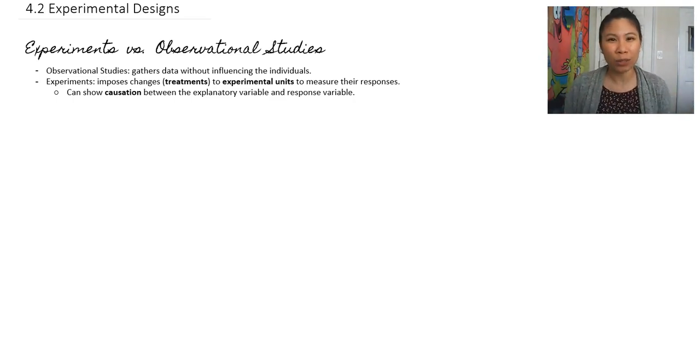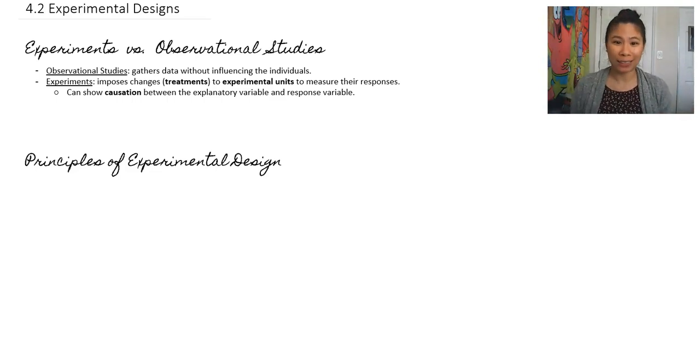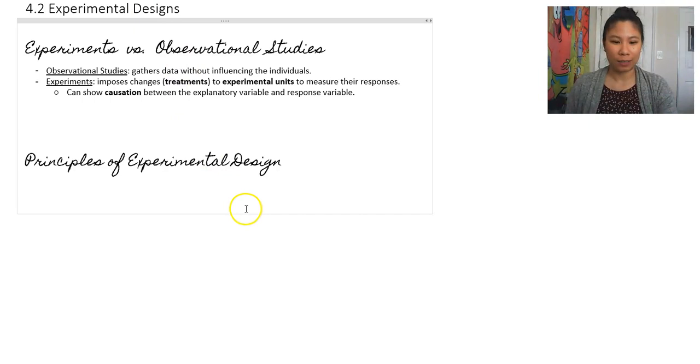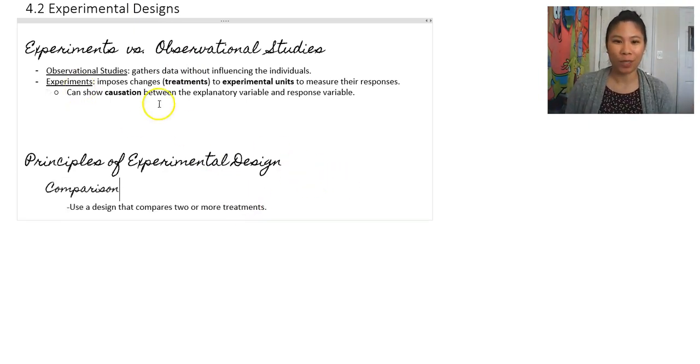And it has to be a well-designed experiment. So that's why in this section today, we want to talk about how to set up that well-designed experiment. When we talk about a well-designed experiment, we need to have four main principles of experimental design. The first one is called comparison. With comparison, all we want to do is make sure that our experiment has some sort of design to it that compares two or more treatments, which makes sense.